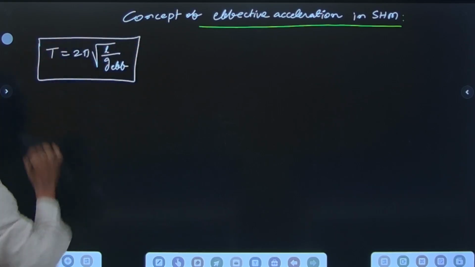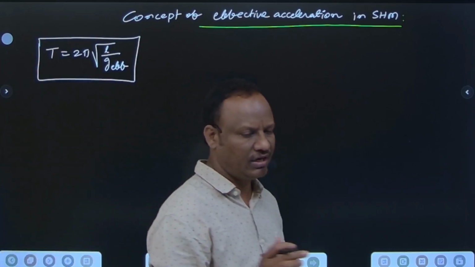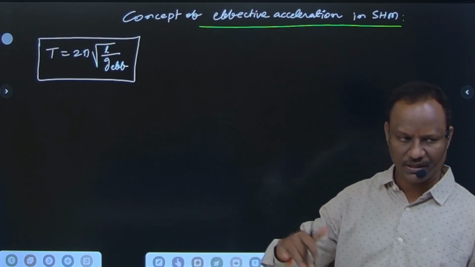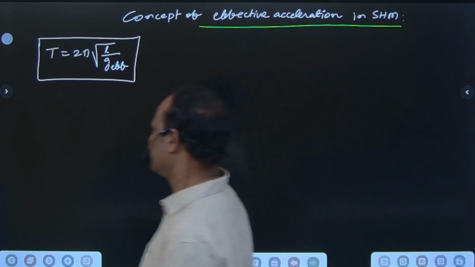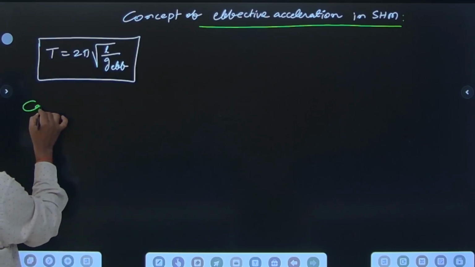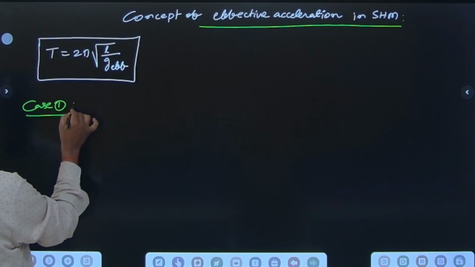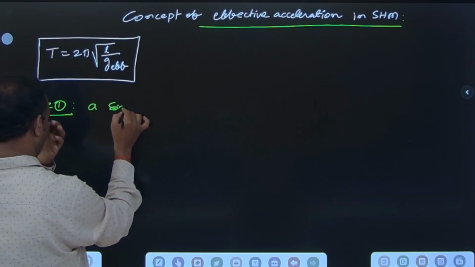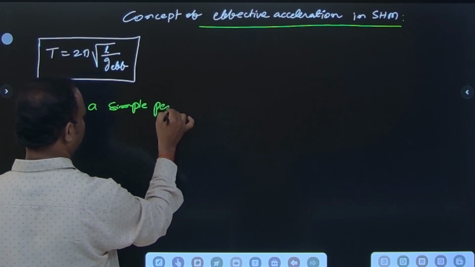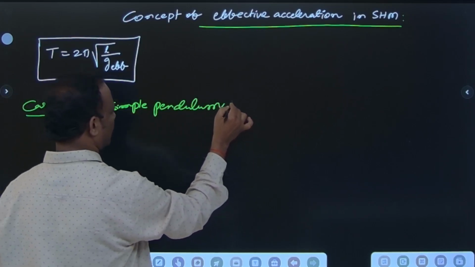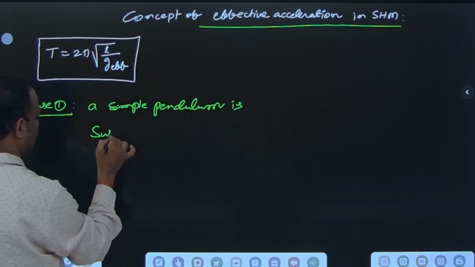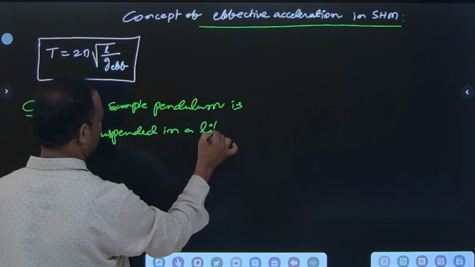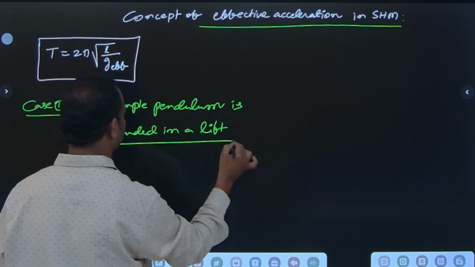What type of questions will be asked on this? You need not derive all the cases. Just remember these, as they are repeated again and again. This is case 1. For example, a simple pendulum is suspended in a lift. This is the first case.